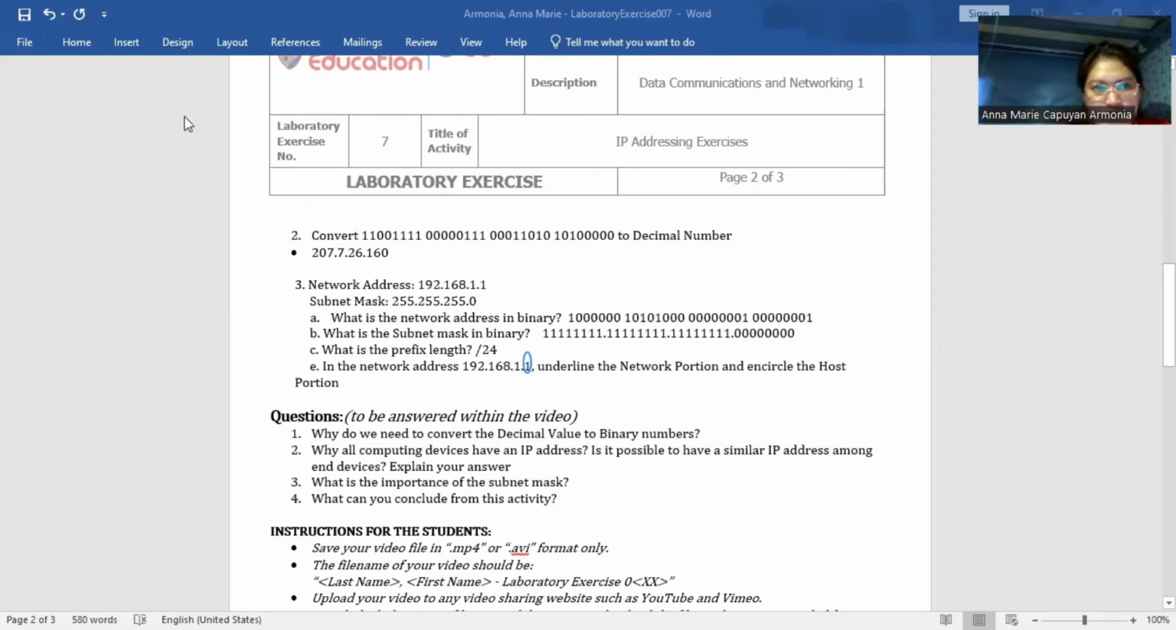Okay, and then here, I'm going to underline it. So this one is the network portion, and this is the host. Since we finished already here, we will proceed with the next questions that need to be answered.